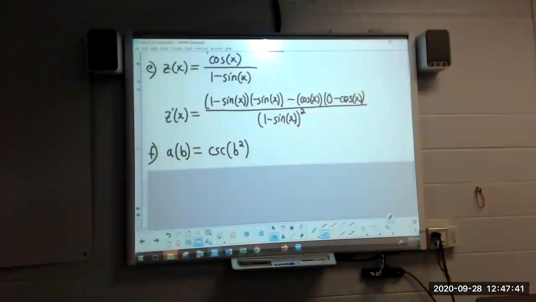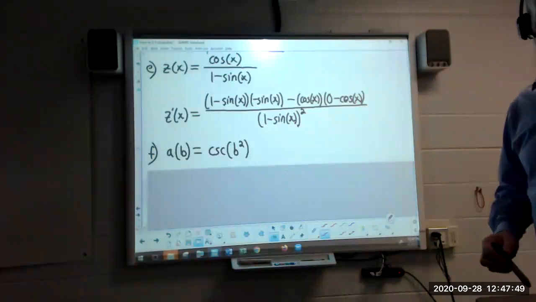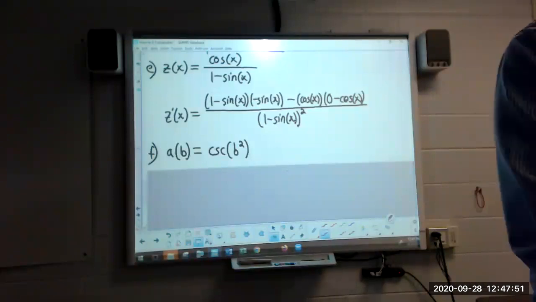Instead, I have a new practice problem for you. This is the function a of b. A of b equals the cosecant of b squared.